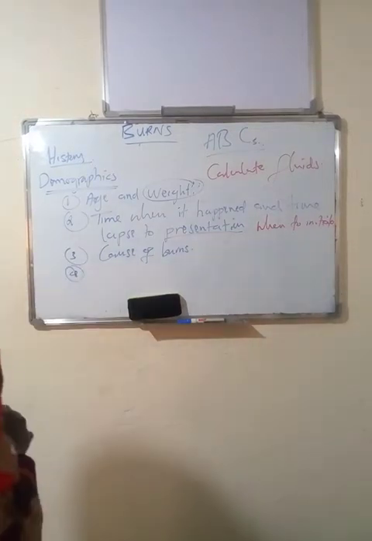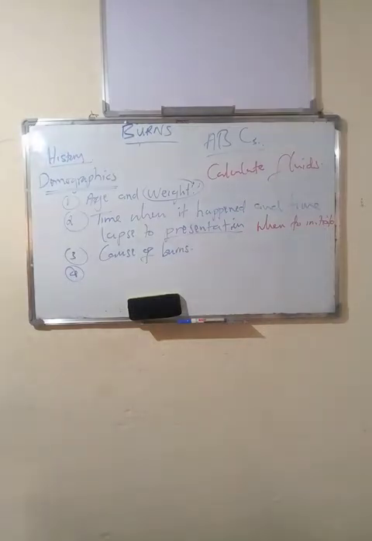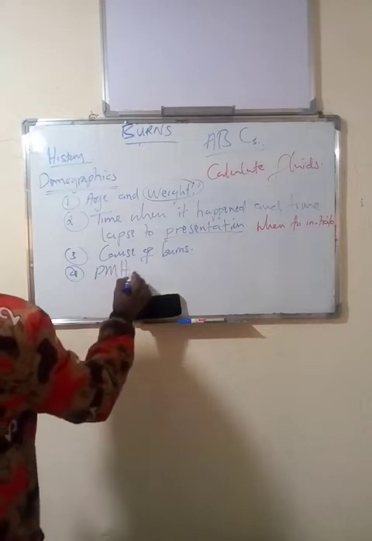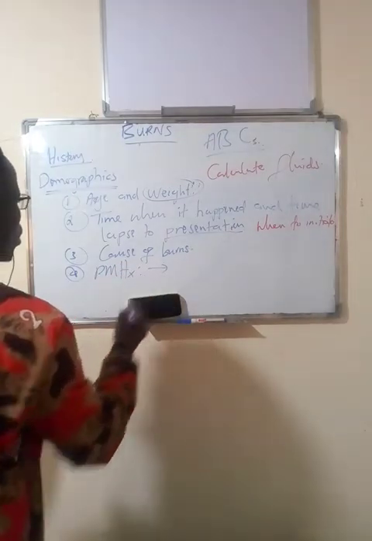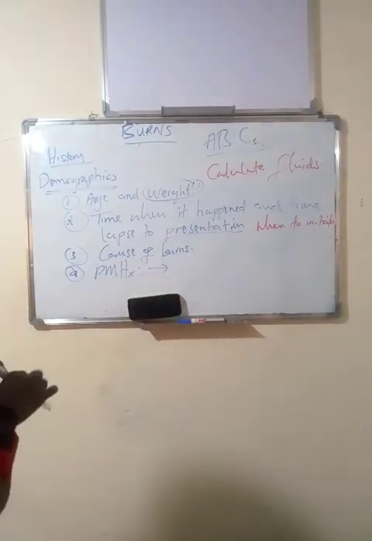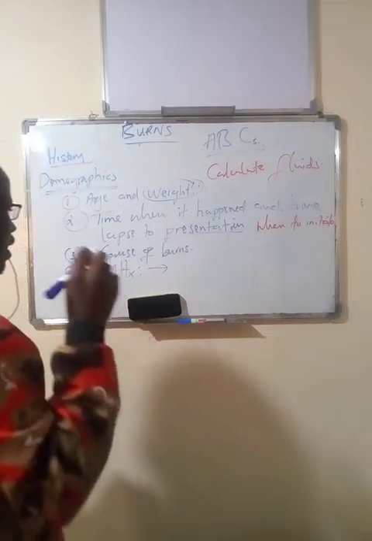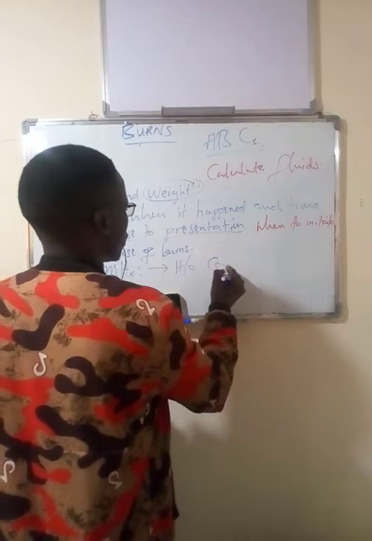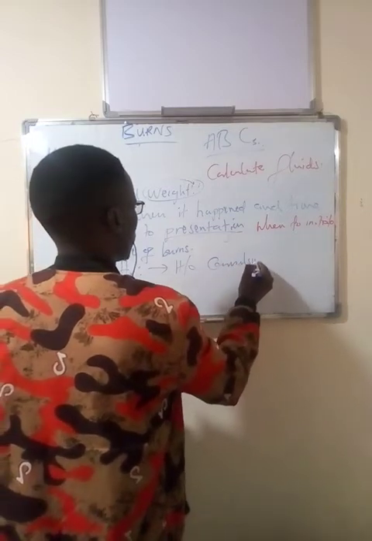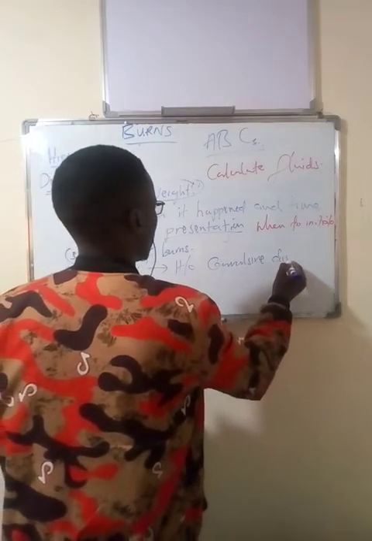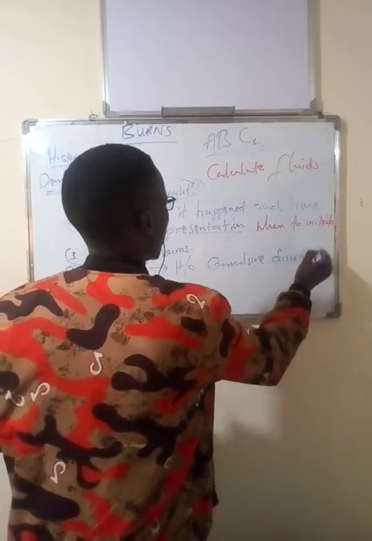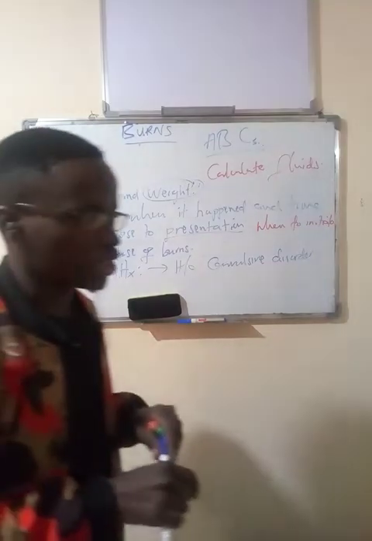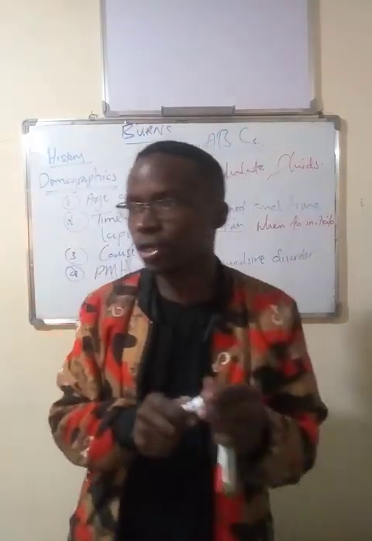Number four, the other thing that you need to know is the past medical history. What is very important on past medical history in this case is if there is any history of convulsive disorder. Why are we talking about convulsive disorder? Imagine it is winter, it is July, right?